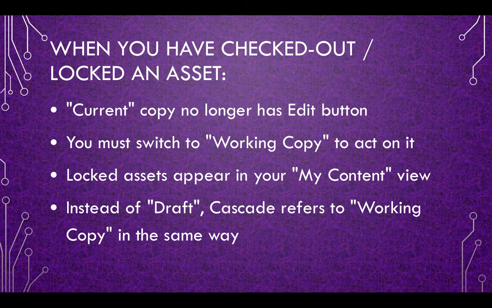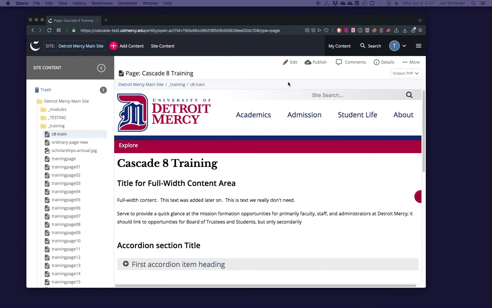When you have checked out or locked an asset, you'll notice that the current copy no longer has an edit button, and you have to switch to the working copy to make any changes on that asset. Also, the locked assets will appear in your My Content view that we looked at previously. We'll look at all this in a moment. And instead of draft, Cascade refers to the working copy of a locked asset, in the same way that a draft works. Real quick, we'll go back to Cascade to look at locking or checking out an asset.